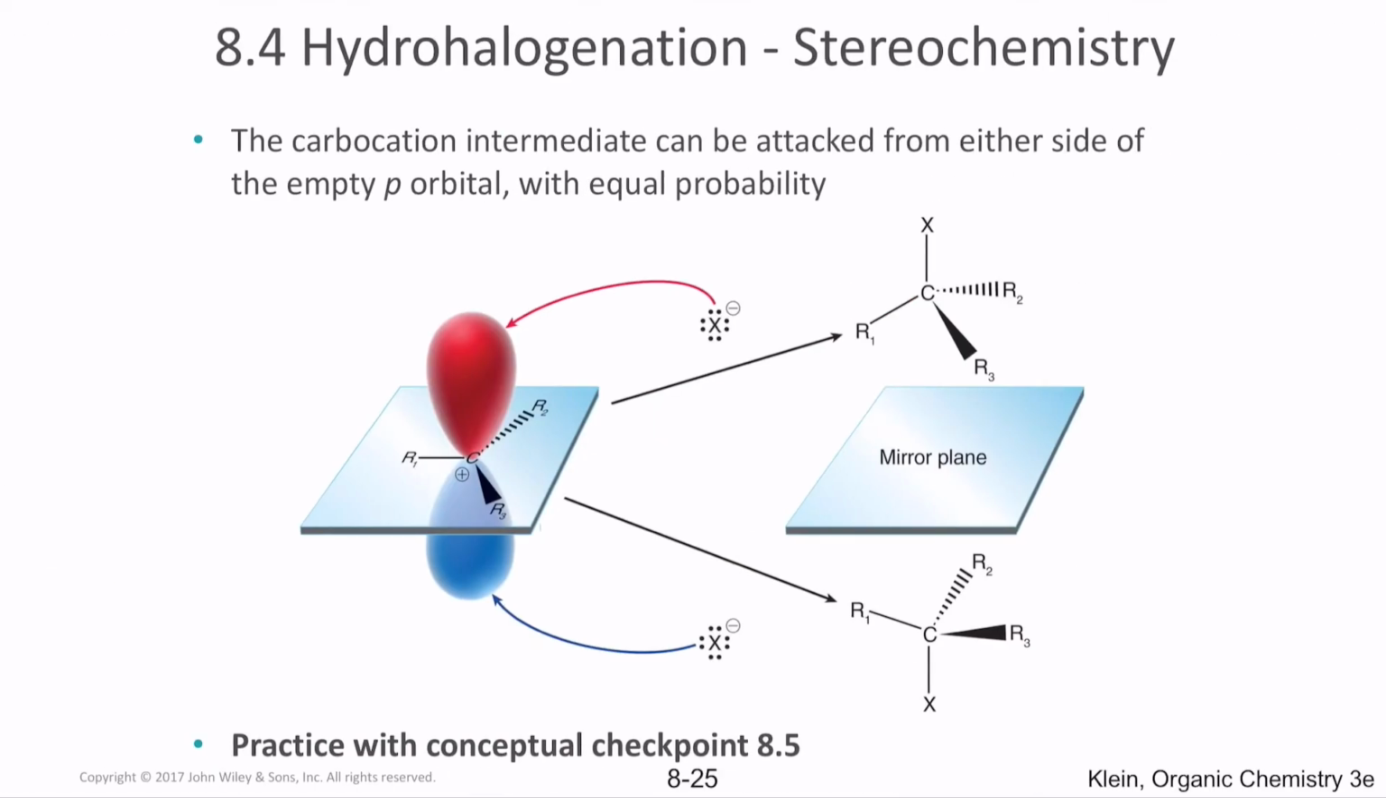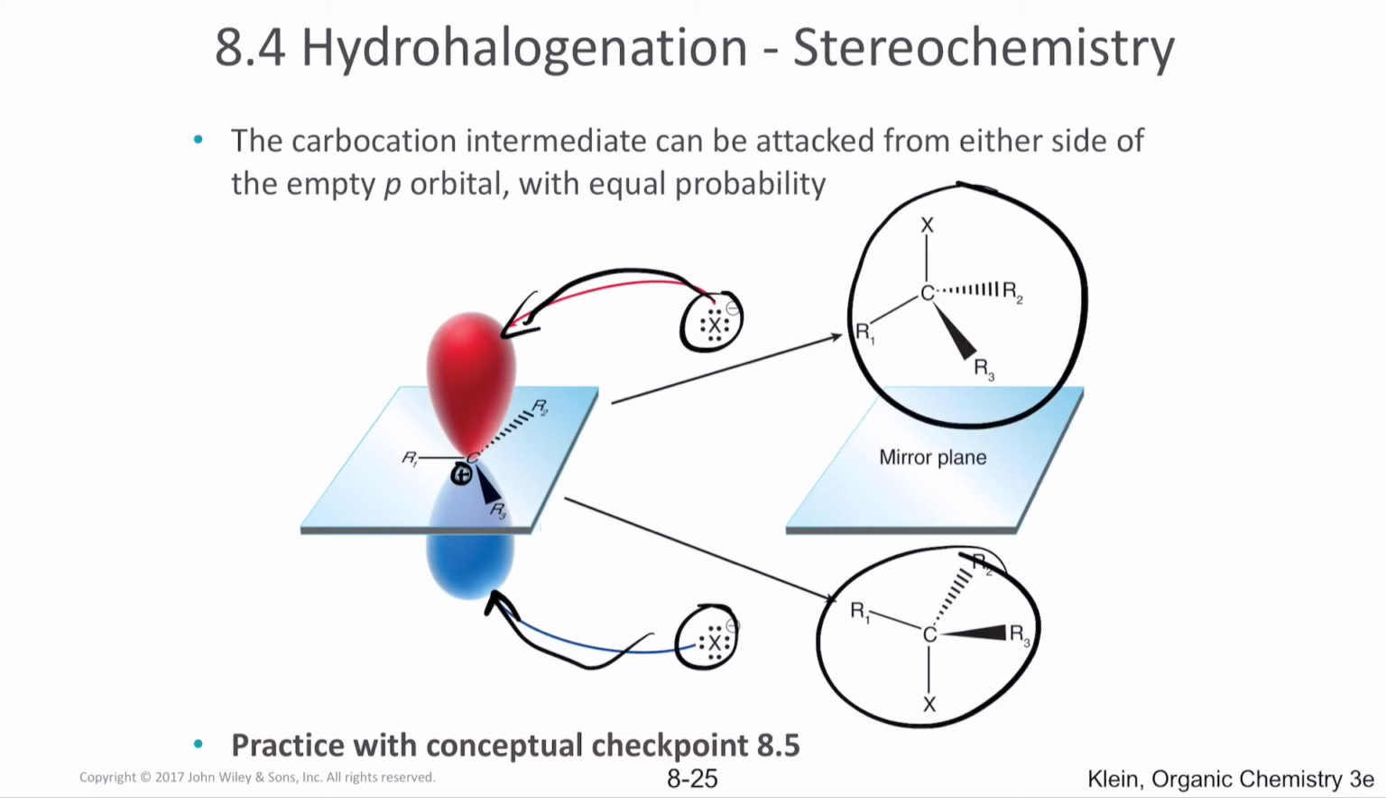Now, why is it 50-50? The reason is that it's already forming a positive carbocation, so the halogen can attack on either side. So that's the reason why there is an equal chance of forming both chiral configurations.